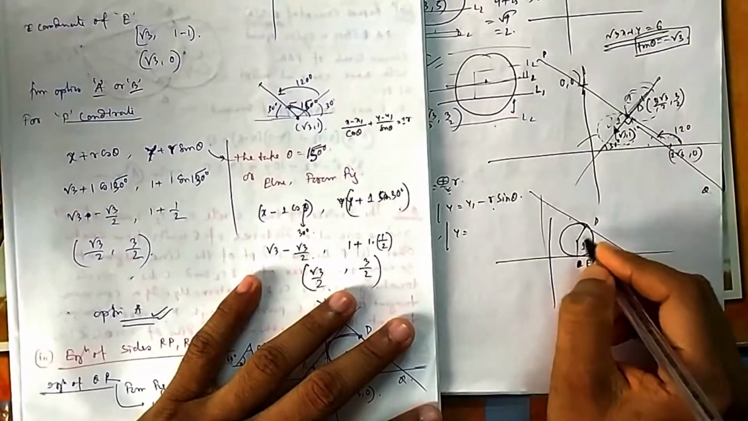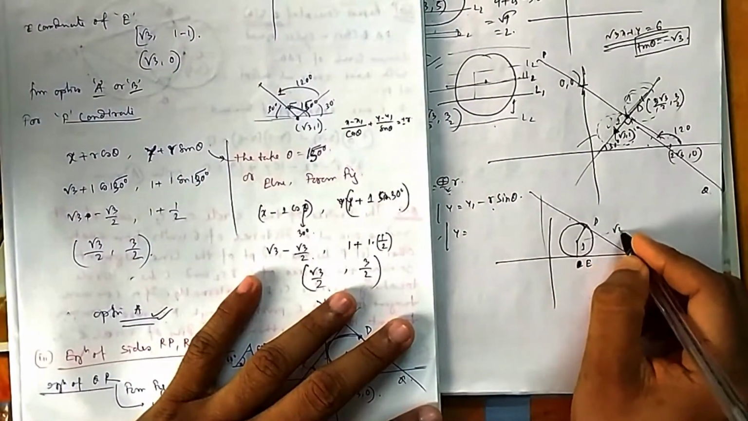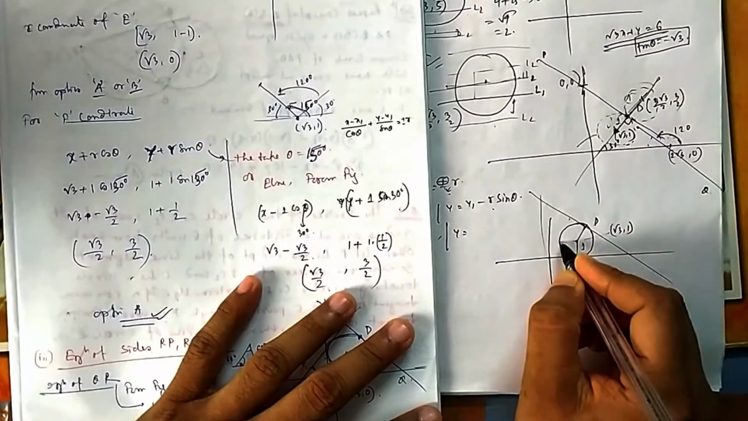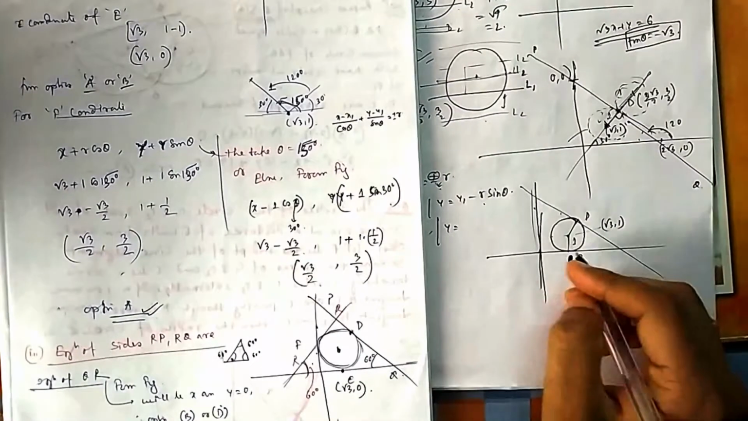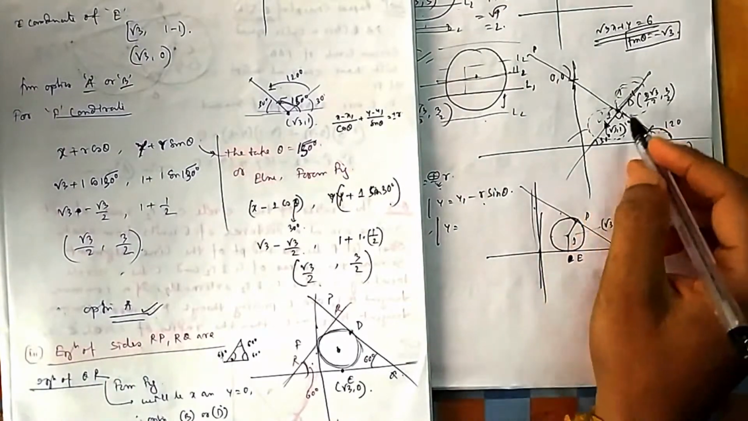And this is root 3 comma 1. So obviously, because on this side it is 1, it will not touch your y-axis. So it will be of this fashion. You can think of it this way also.